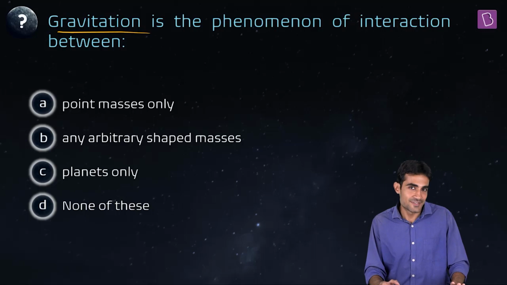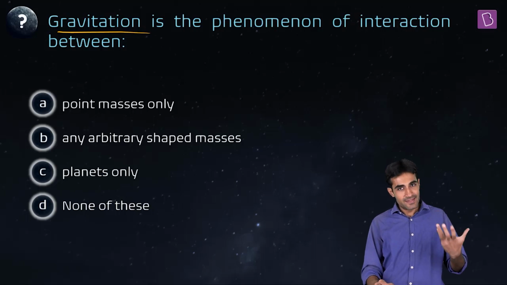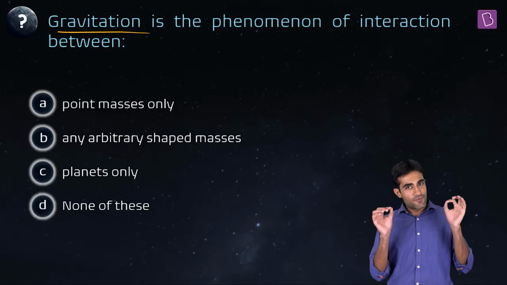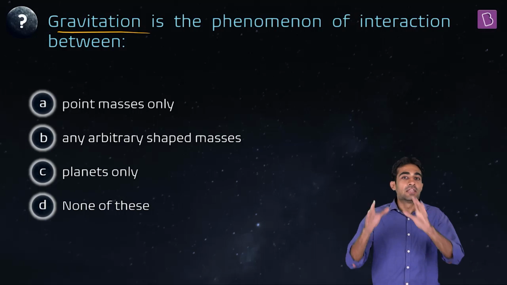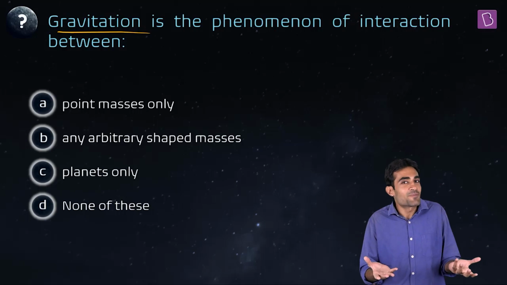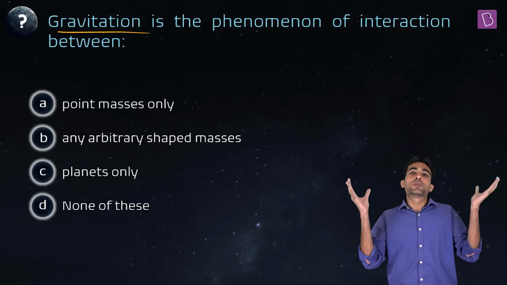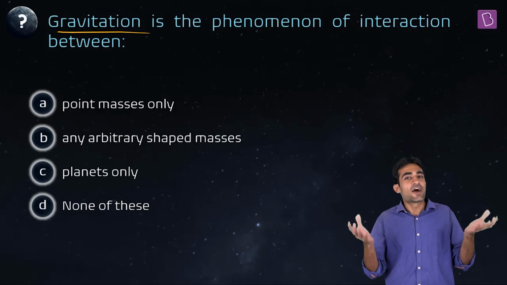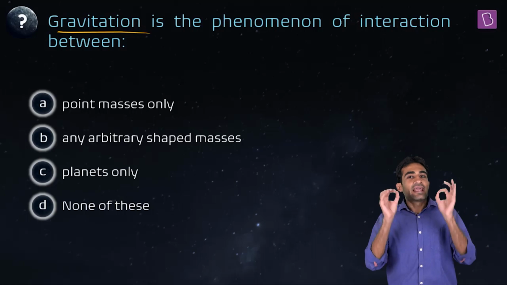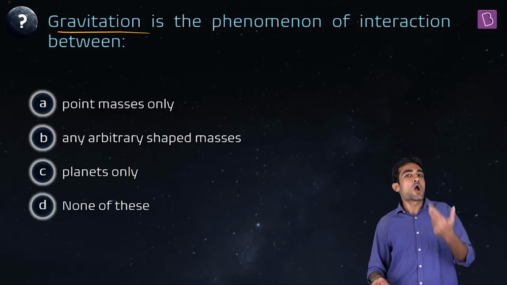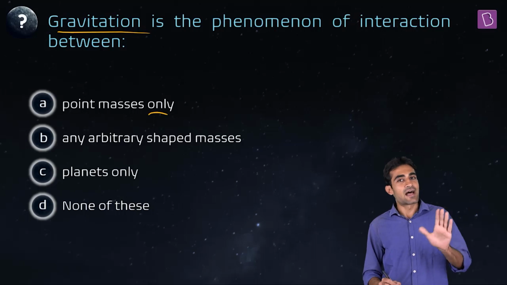Now, let's read the options. Option A says, point masses only. Well, if we have two point masses, gravitational force will act between them. But what about larger masses? Well, larger objects are also made of point masses. So, if two point masses attract each other, larger objects will also attract each other. And the attractive force between them, by the virtue of their masses, is called gravitational force. So, it is not only restricted to point masses. So, we won't pick option A as the answer.